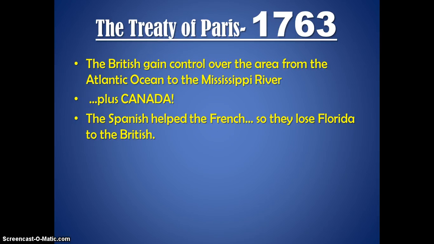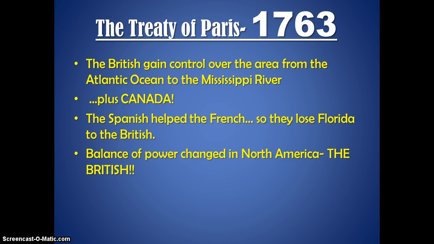Now, the Spanish played a small role. They helped the French, and since the French lost, the Spanish lose Florida to the British. So Florida also goes to the British. The big impact of the war is that the balance of power has now changed in North America, meaning before the French and Indian War, it was kind of an even match between the British and the French. The French may have actually had more territory in North America, but basically even. Because of the French and Indian War, it is now the British that are the power in North America.